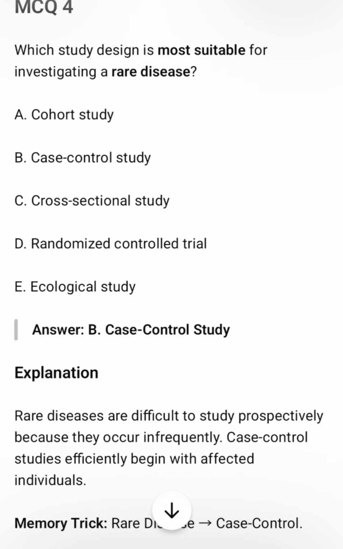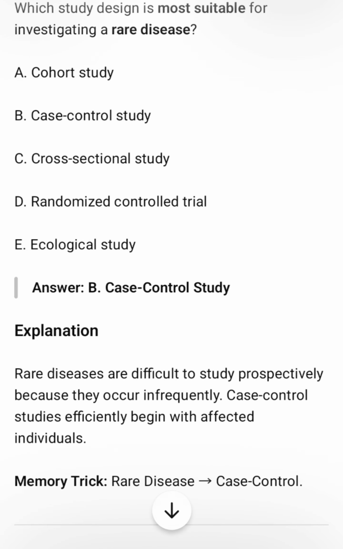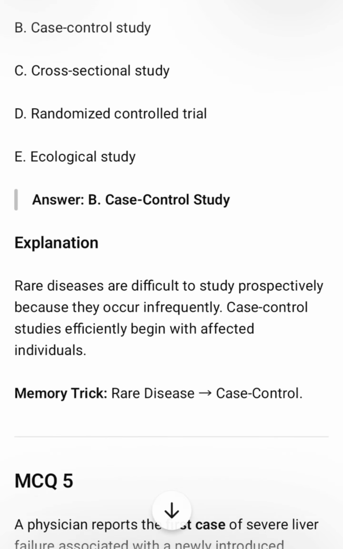Explanation. Rare diseases are difficult to study prospectively because they occur infrequently. Case control studies efficiently begin with the affected individuals. Memory trick. Rare disease is equal to case control.